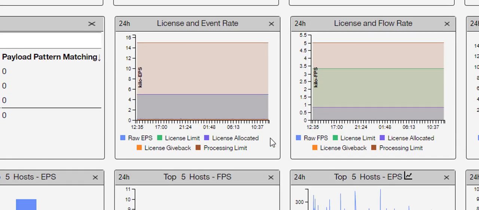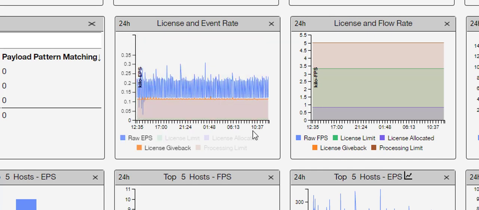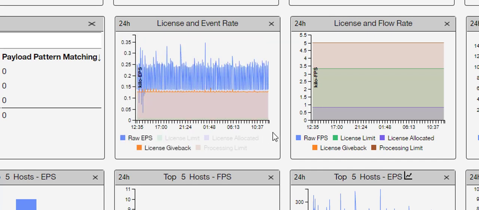I'm now going down to my license and event rate filter. We can remove these because at first glance, this doesn't look all that interesting. I want to know my giveback rate and my use rate. So I'm going to remove the processing limit, which is what my hardware is doing. I'm going to remove the license limit and license allocated, right? License allocated and license limit in this case are the same, but they might be different if you have unallocated licenses in your system, right?